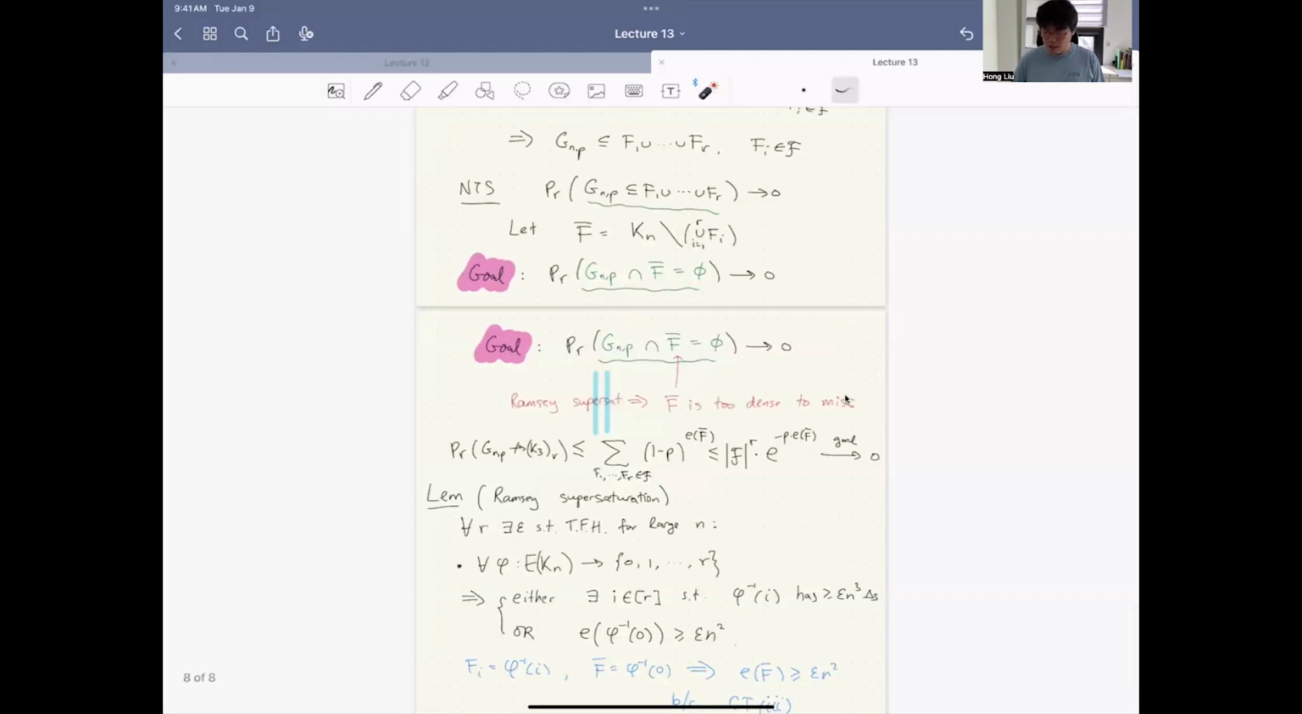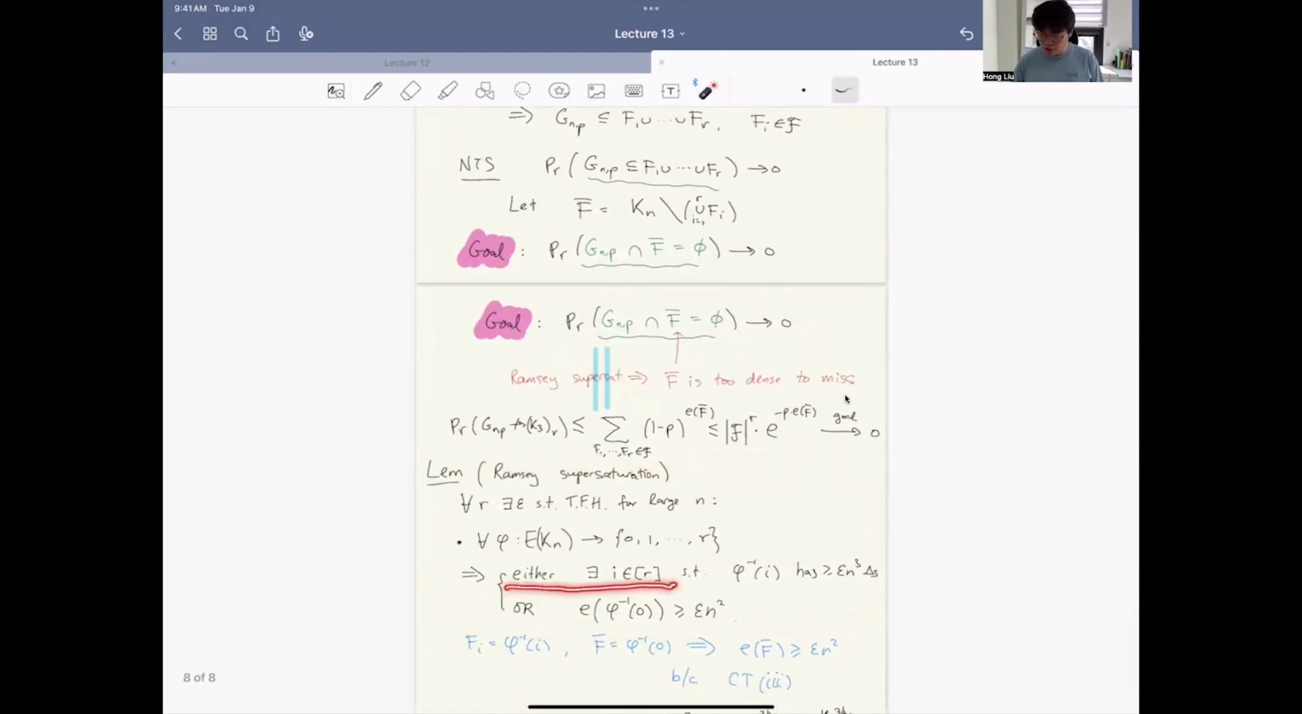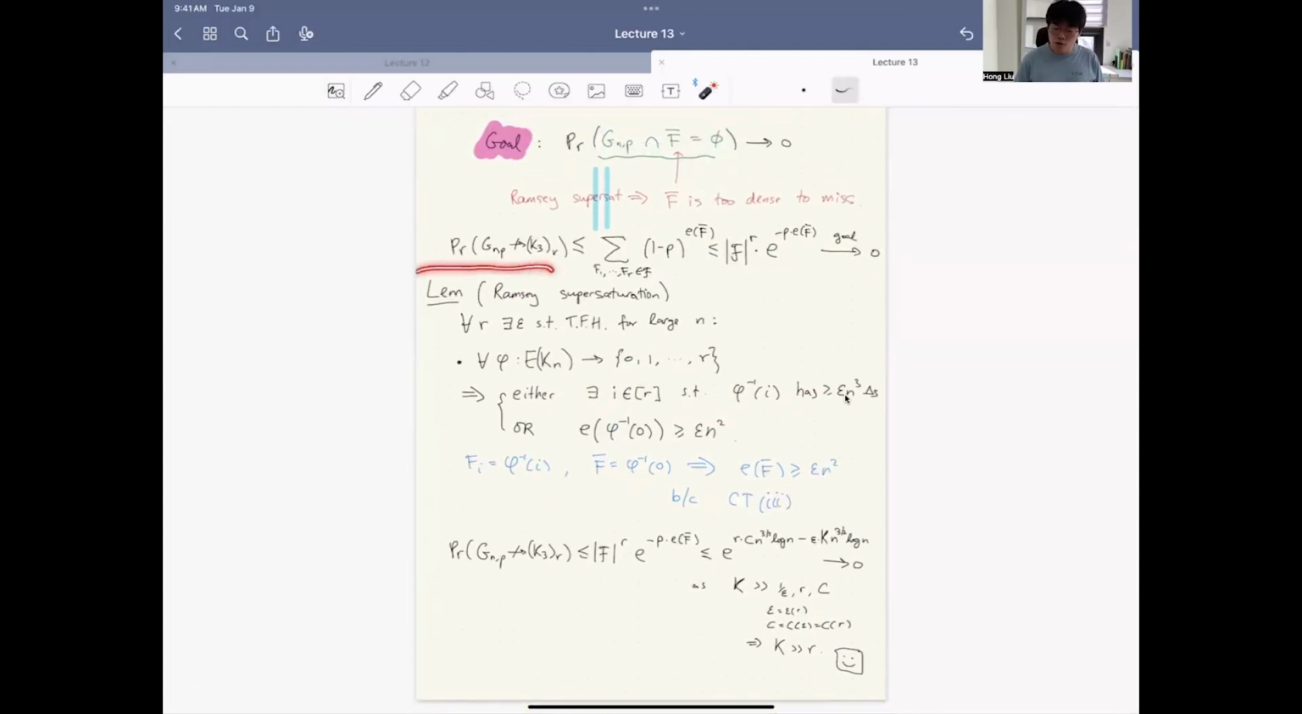But by Ramsey supersaturation, either each one of these r colors has many triangles, which is not the case by our property of containers, or the complement of this union of containers, which is this F bar, has many edges. So then F bar has too many edges. It's very unlikely that G(n,p) misses this many edges. So the probability is very low. Times the union bound over r-tuples of containers, still it goes to 0. That's the proof, modulo this Ramsey supersaturation.